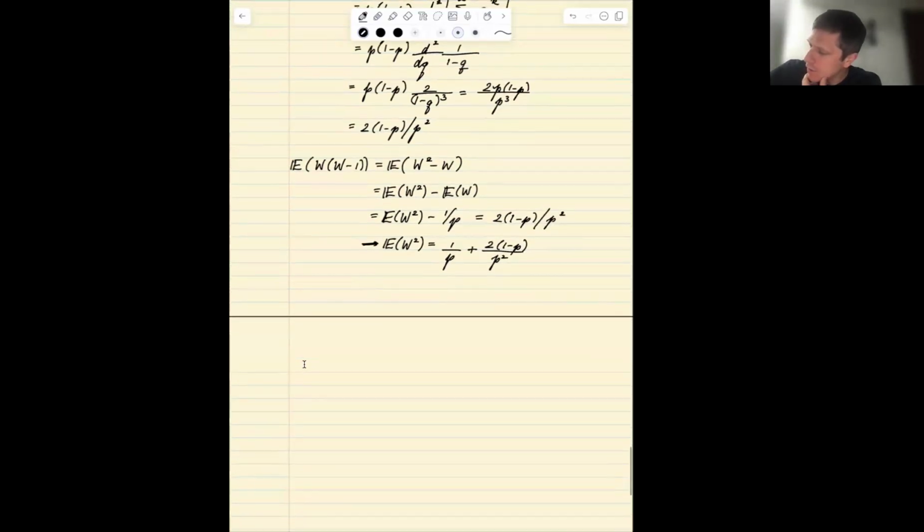And the variance, therefore, is that quantity minus the expectation squared, 1 over p squared, which we can simplify as 1 minus p over p squared.